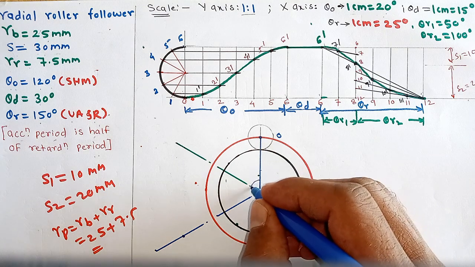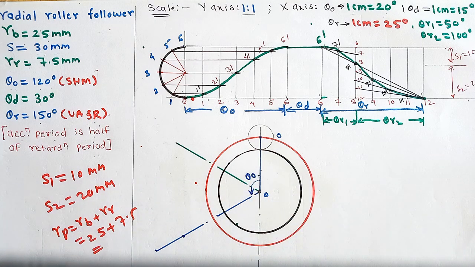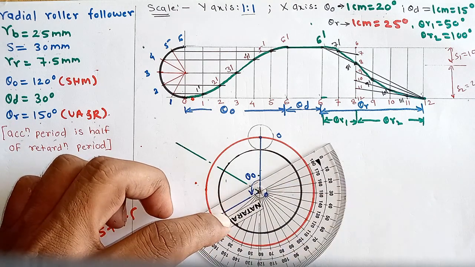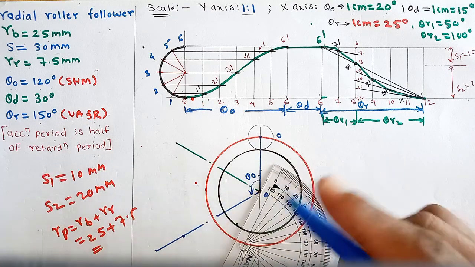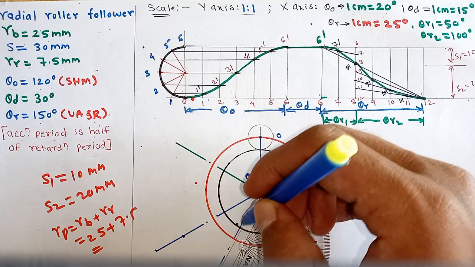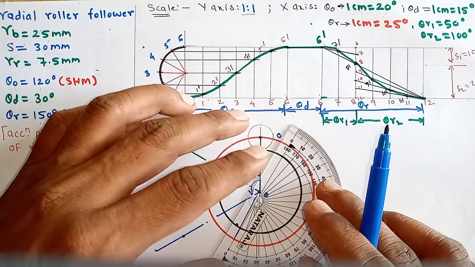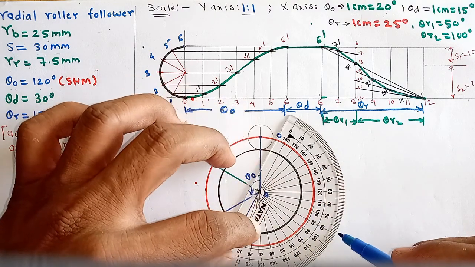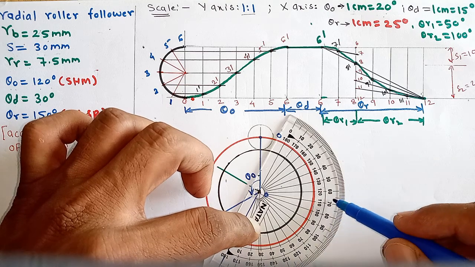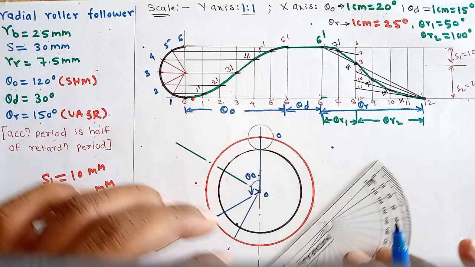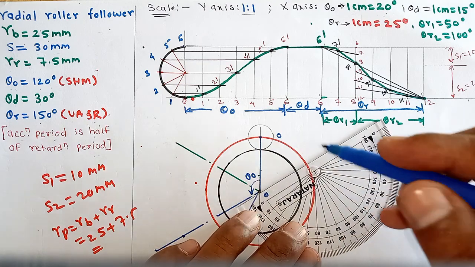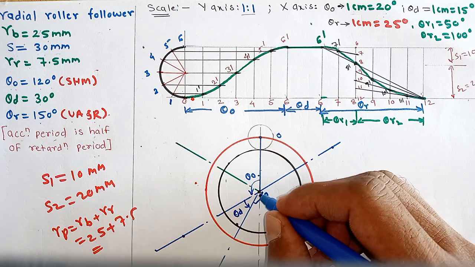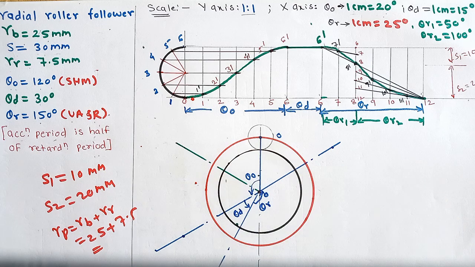So this is theta O, the outstroke angle. Next is the dwell period of 30. So this is the dwell period of 30. The next is the return stroke of 150 degrees. So 0, 10, 30, 60, 90, 100, and here is 150. This is theta D, and the last one is theta R, and the last is the remaining 12.